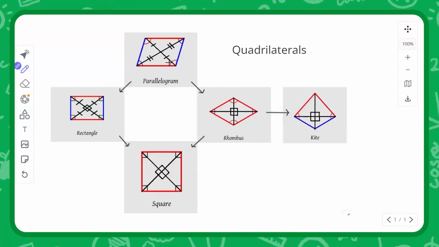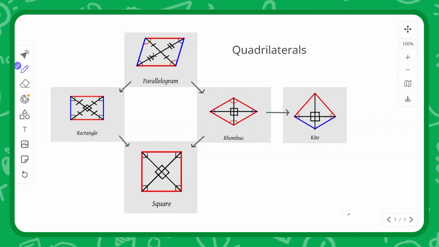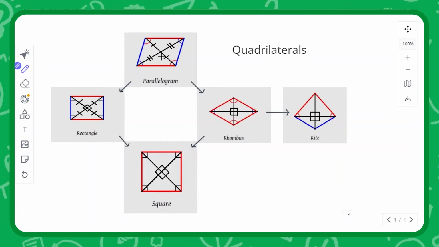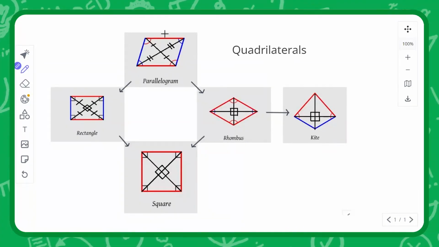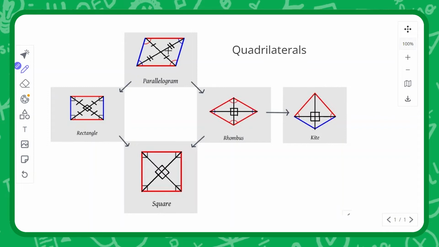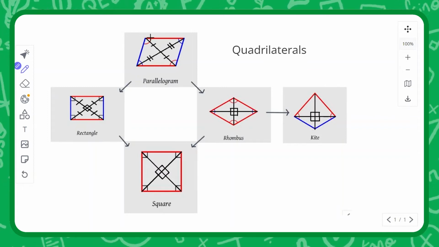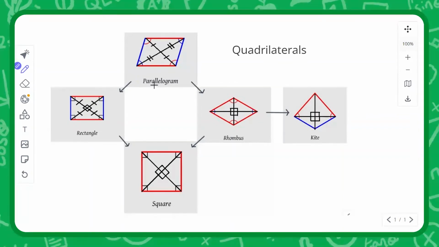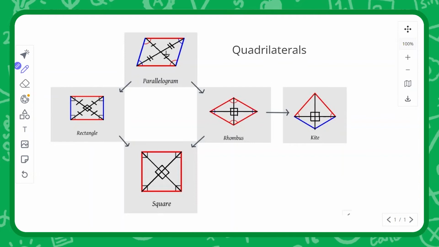That means it bisects the line. So these diagonals bisect each other. This line is split half and half, as is this one. So in the parallelogram, the diagonals bisect each other. The opposite sides are the same length, red and red here, left and right, blue and blue. They're also parallel. These two blue lines are parallel, and the red lines are parallel, hence parallelogram. And the opposite angles are the same.